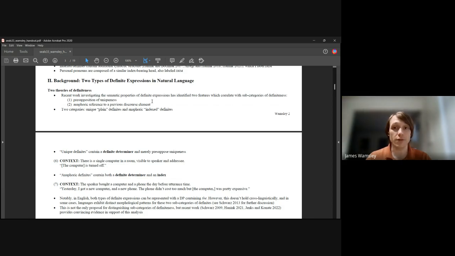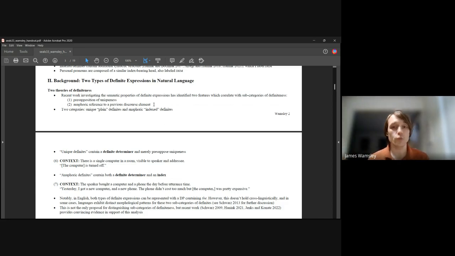of a definite expression. Another theoretical track was that, in fact, definite expressions contain anaphoric reference to a previous discourse element. That is, only when there's a unique referent can a definite article like English the be used, or only when the referent has been mentioned previously in discourse. That is when definite articles such as the can be used.